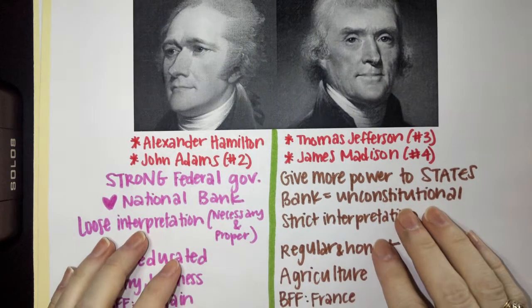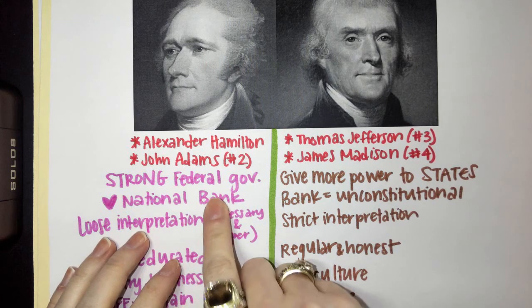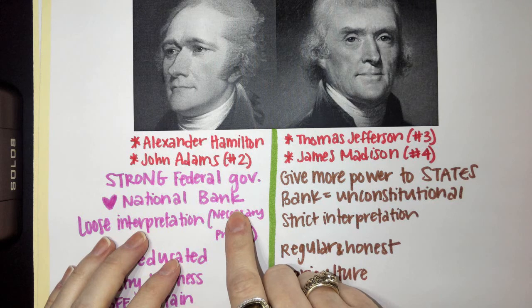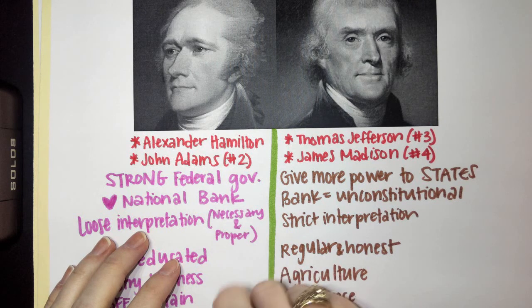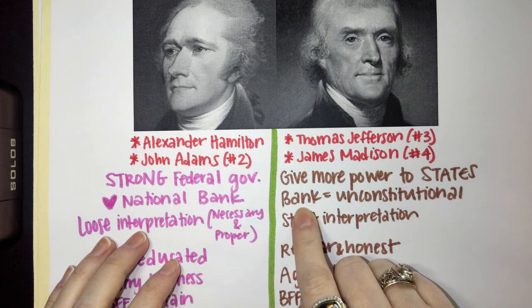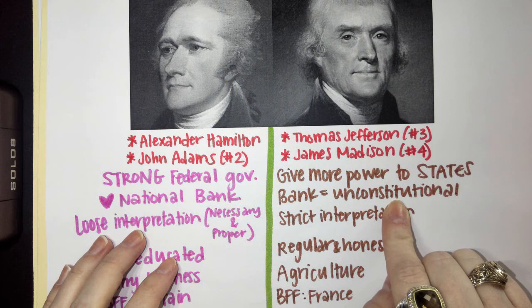Another big difference is that the Federalists favored the national bank. In fact, it's created by Alexander Hamilton in his financial plan in order to help consolidate the debt that we had after the American Revolution. Jefferson, though, with the Democratic-Republicans, felt that the national bank was unconstitutional. He felt it's not mentioned anywhere in the Constitution for the federal government to create something like a bank, so therefore we should not be able to do that.